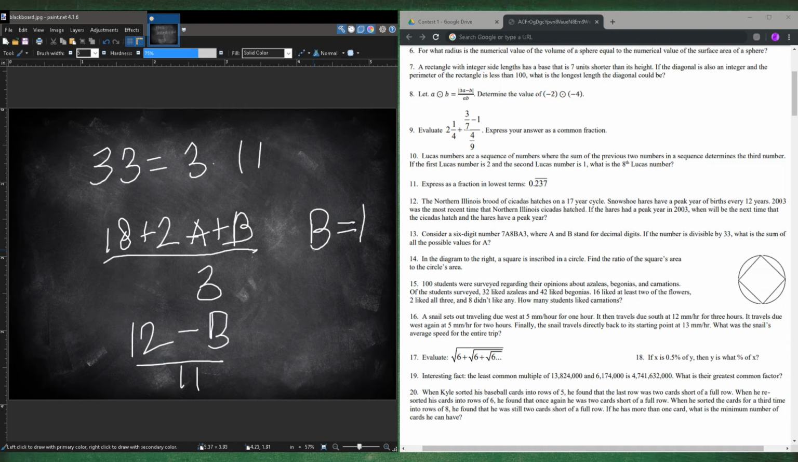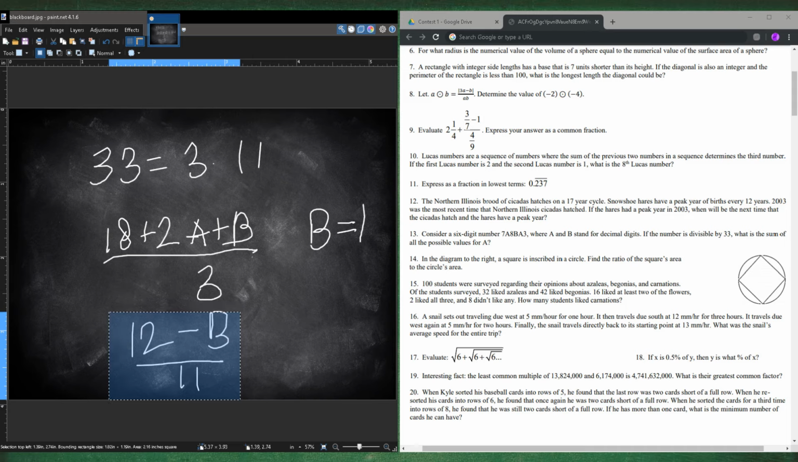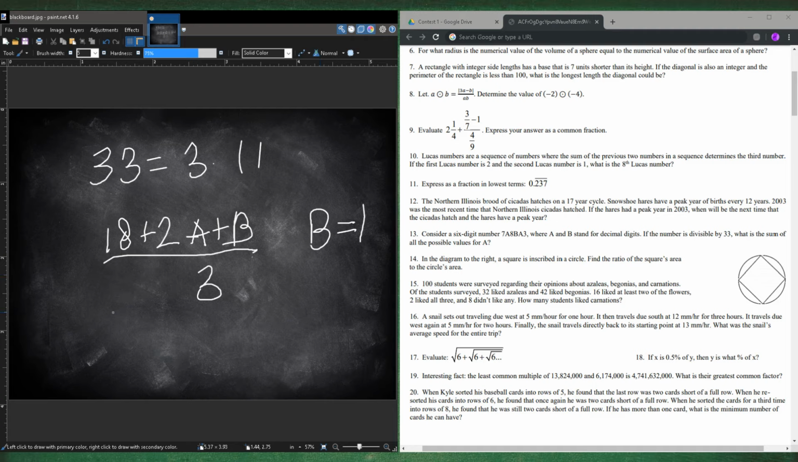So that's all you had to do. Just to make sure I didn't make any math mistake. Okay, which I didn't. So if B is 1, what is the sum of all possible values of A? B has to be equal to 1, so that's what we know. And that tells us that 19 plus 2A divided by 3 has to be an integer. It has to be a multiple of 3.